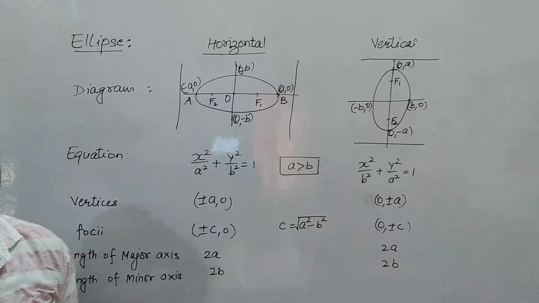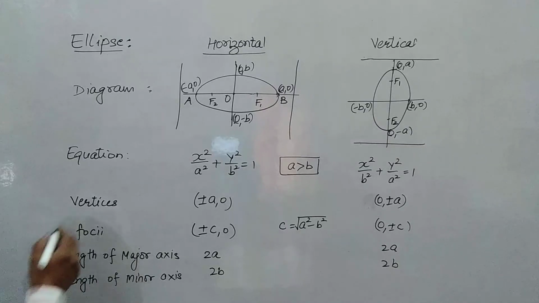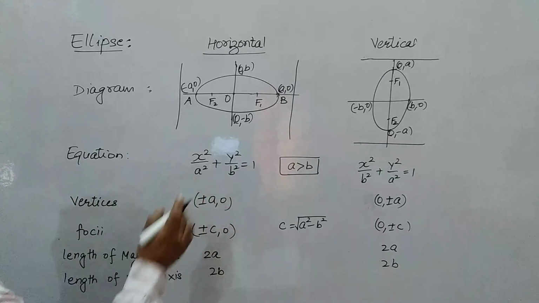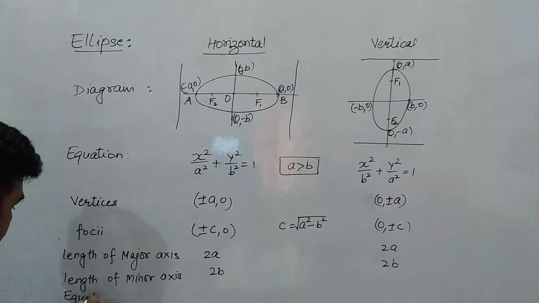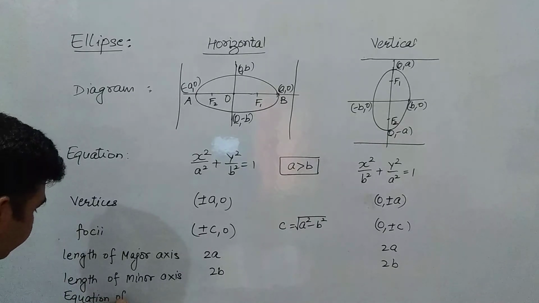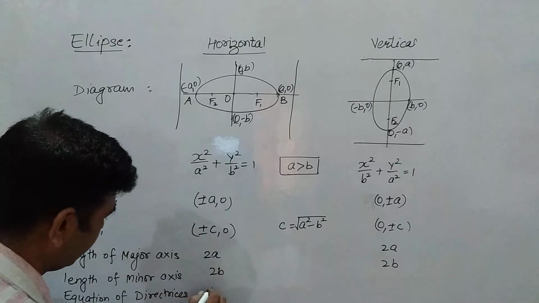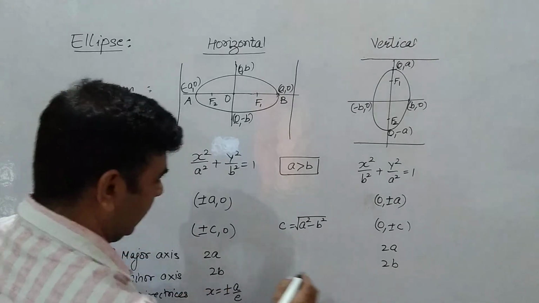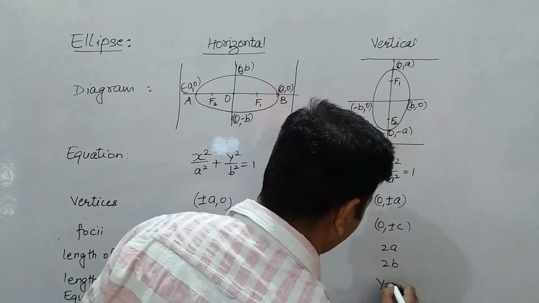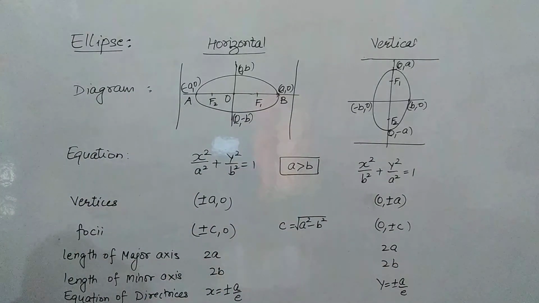Next is your equation of directrix. Equation of directrices is given by x is equal to plus minus a upon e, and this is given by y is equal to plus minus a upon e. This is the equation of directrices.